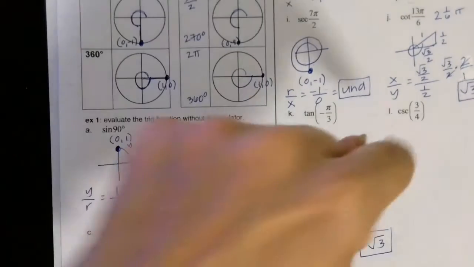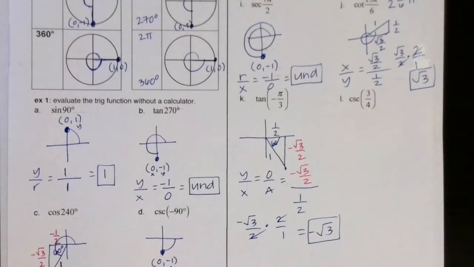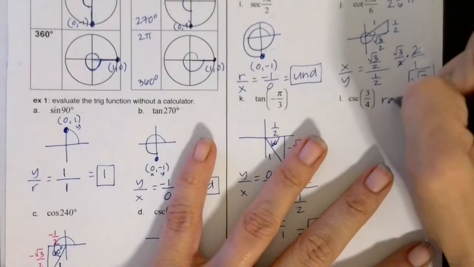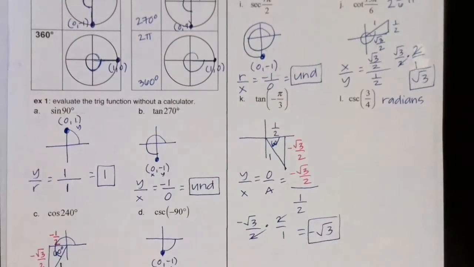Now, I put this one on here for a reason. Cosecant of 3 over 4. So, first of all, there's no pi. Even though there's no pi, there's also no degree symbol. The default mode would be radians. Okay, so radians. But what does 3/4 look like? It's not like pi, it's not 3 pi over 4, it's just 3 over 4.